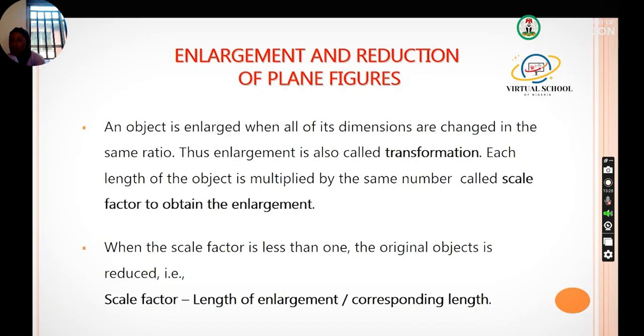But with advancements in technology, we have been able to devise methods of reduction and enlargement. With that process, you can have a plan of your building as big as Sambisa Forest on just A4 paper using enlargement and reduction. So enlargement alternatively can be called transformation. Each of the lengths of the object is multiplied by the same number called the scale factor to obtain the enlargement. When the scale factor is less than 1, the original object is reduced.